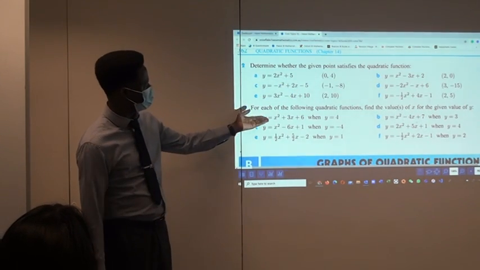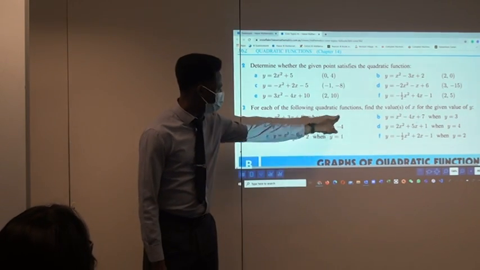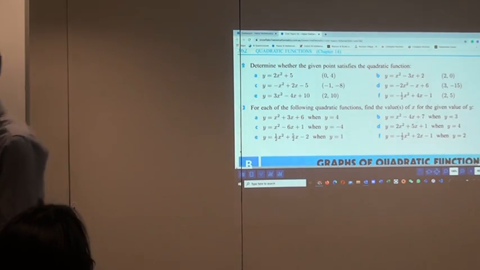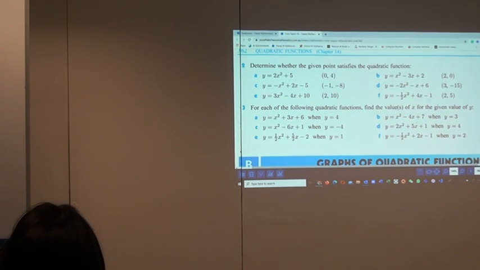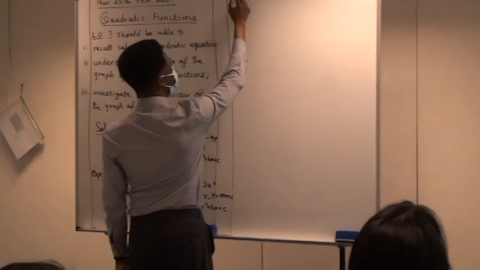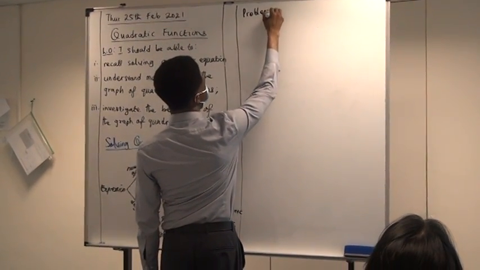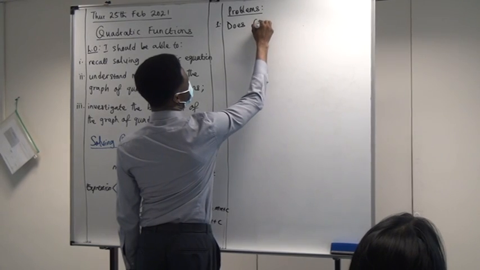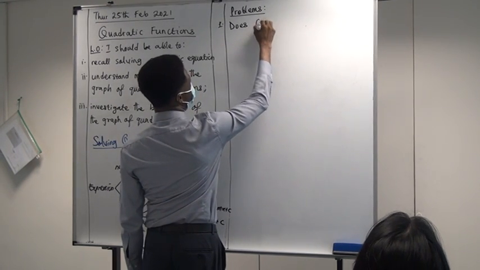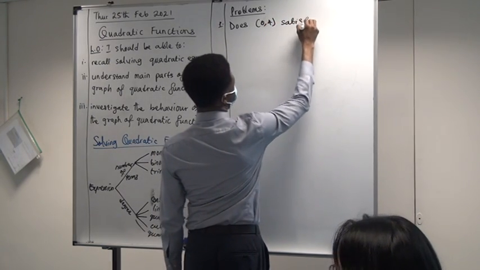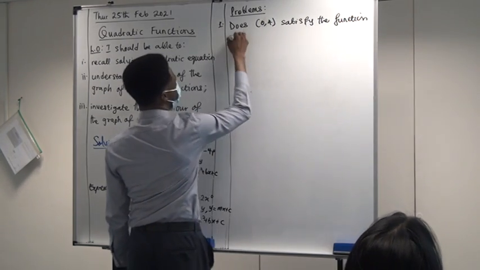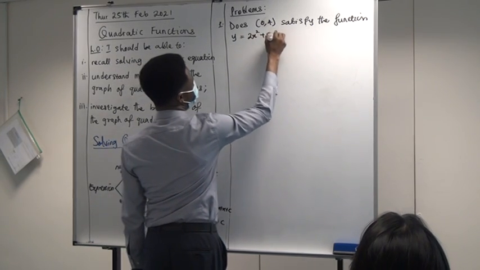Okay? And this is like getting an equation. If y is equal to 4, let's take one of this and one of this, and the rest will be some practice. So let's put that here. Let's see, some problems. I'm going to rephrase it: does (0,4) satisfy the function y equals 2x squared plus 5? It's too long, so I'm just being lazy.